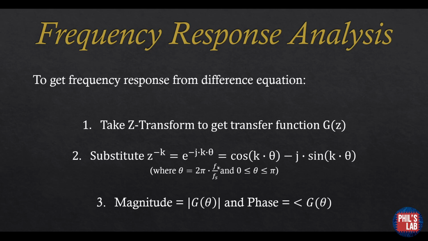Once we've substituted and found G in terms of theta, we can find the magnitude and the phase response by remembering complex number theory. So we take the magnitude and then we find the phase. And of course, we can use Matlab or Octave to do that for us. I'll show you how to do that in just a second.